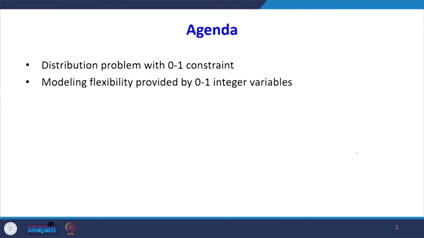Dear students, in this lecture I will continue with 0-1 integer programming. What I have done in this lecture, I have taken one problem on distribution, that is a common application in supply chain management, where I have used 0-1 constraints for formulating the problem. The second topic which I am going to discuss is some of the modeling flexibility provided by 0-1 integer variables.